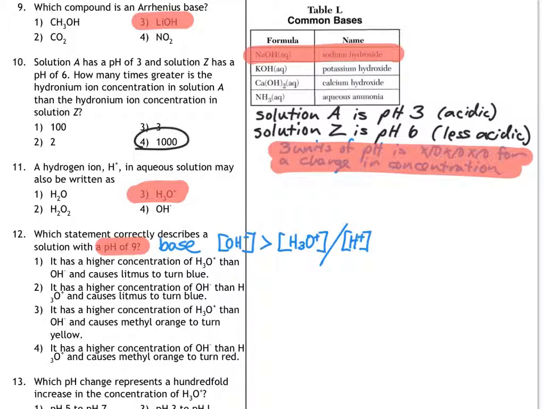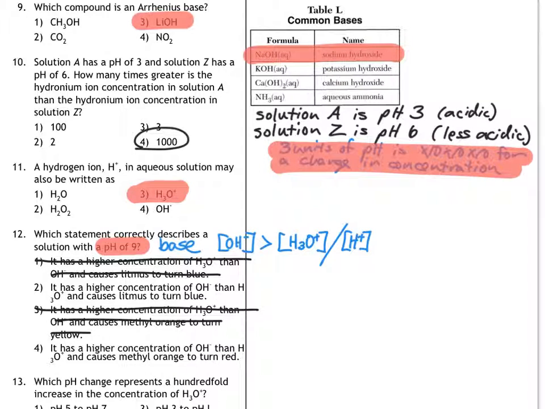So let's see if I can narrow anything down. It's not number 1, which is indicating that it's acidic. And it's not number 3, which also indicates that it's acidic. So all I was looking at were concentrations there. But in number 2, it refers to causing litmus to turn blue. So bases do that. Let's leave 2 in the running.